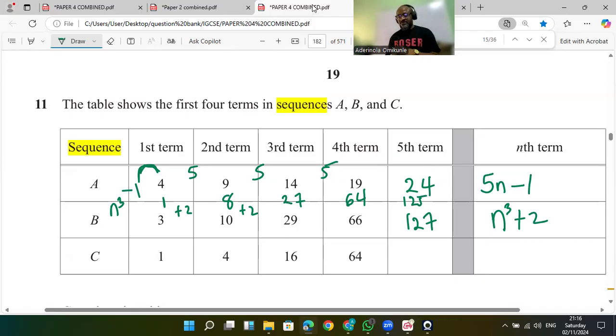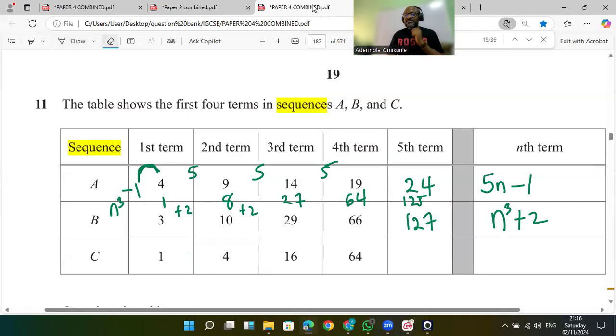Okay, so let's go to the third one. Again, I have another video on the linear sequence, another video on the quadratic sequence, and another video on the exponential sequence. So how do you know the sequence is exponential? You know it's exponential because you're multiplying everything by 4. So 1 times 4 gives you 4, 4 times 4 gives you 16, and 16 times 4 gives you 64.